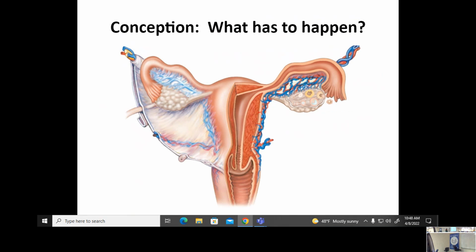Just to quickly review, natural conception is going to happen. We have normally sperm in the vagina. They go through the cervix. They travel up through the uterus. They split between the 2 fallopian tubes, and they're going to meet the oocyte, usually in the fallopian tube. So there's a lot of places that you could prevent that.